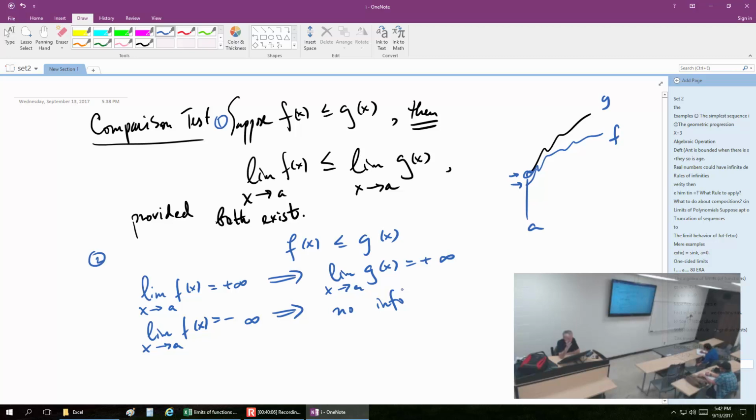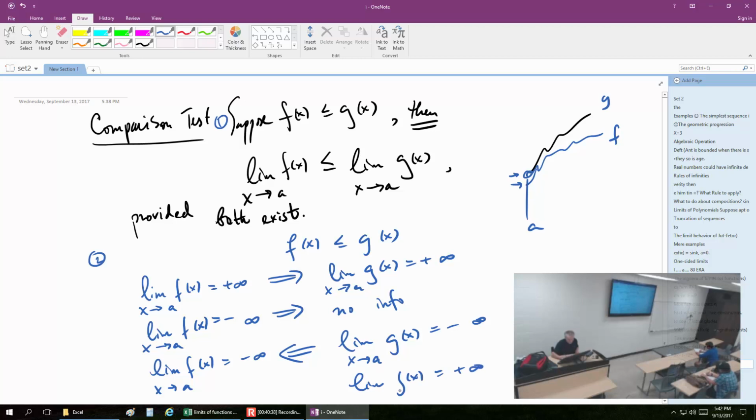Okay. Similarly, we could say the limit of g of x, if that one is equal to negative infinity, so the larger function goes to negative infinity. What does it mean for the smaller function? The smaller function also has to go to negative infinity. But if the larger function goes to positive infinity, that doesn't mean anything. Nothing.